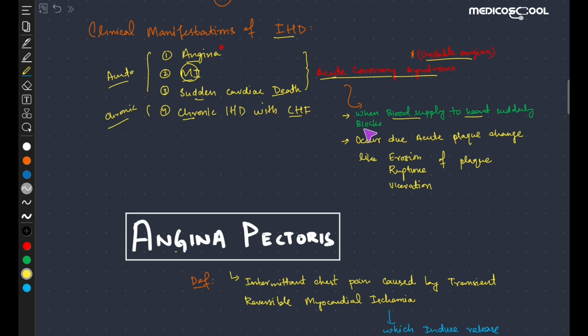When blood supply to the heart suddenly stops or is blocked, the blockade mainly occurs due to acute plaque change in the atherosclerotic plaque, due to the erosion, rupture or ulceration of the plaque, and it can lead to the formation of thrombus which can block the coronary arteries, or there may be thromboembolic composition of these thrombi which can lead to the blockade of the coronary artery. So they can lead to the acute coronary syndrome in the form of unstable angina, MI, and sudden cardiac death.